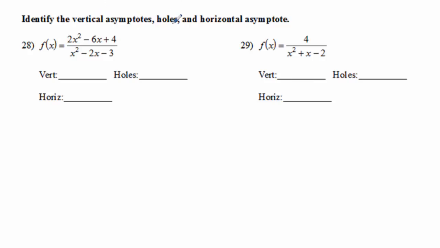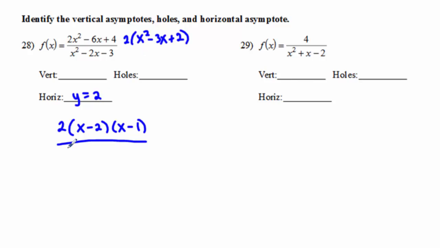Now, identify the vertical asymptotes, holes, and horizontal asymptotes. So the horizontal asymptote part of this, remember, is, in this case, my degrees match. They're both squared, so I take 2 over 1 and get 2 for my horizontal asymptote. Then to find the vertical asymptotes and the holes, I need to factor the top and bottom. First, I can take a 2 out of everything, which will give me x squared minus 3x plus 2. But then I'm going to have to factor again. So that's what multiplies to get 2 that adds to get -3, which is -2 and -1.